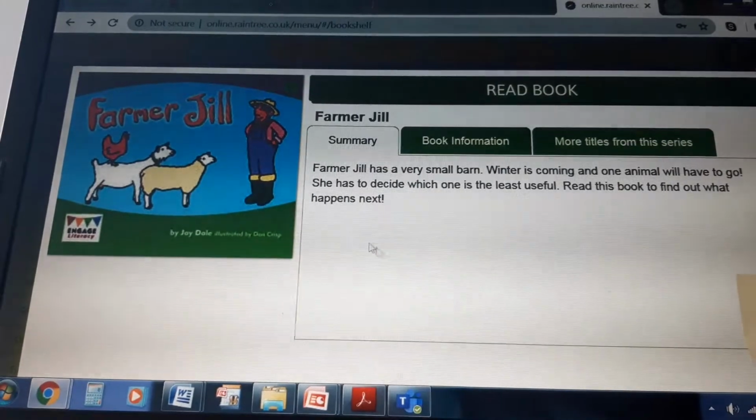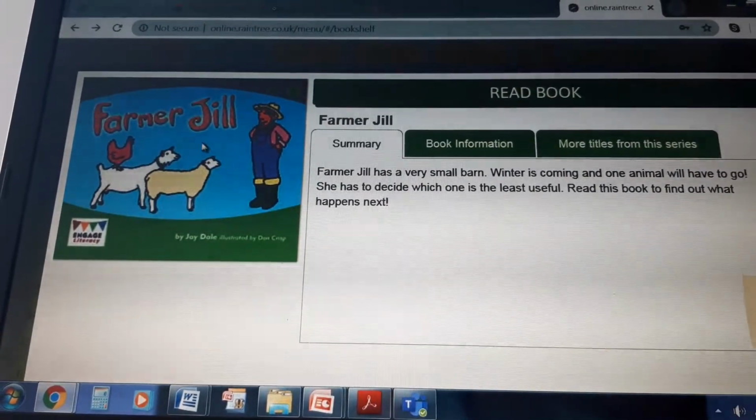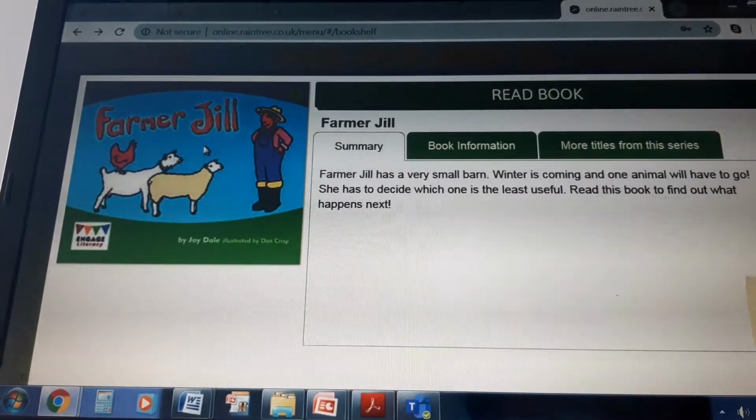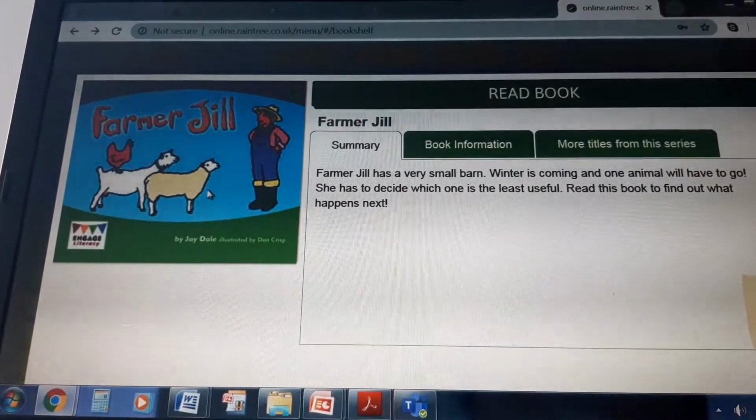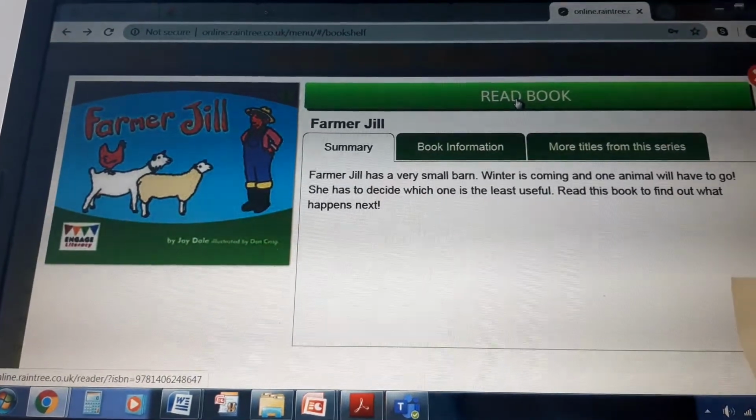Ooh, what do you think is going to happen? So she's only got a small barn to keep her animals in. She can't keep them all because they won't all fit in the barn. Shall we see? Which one will she get rid of? Let's read the book and find out.